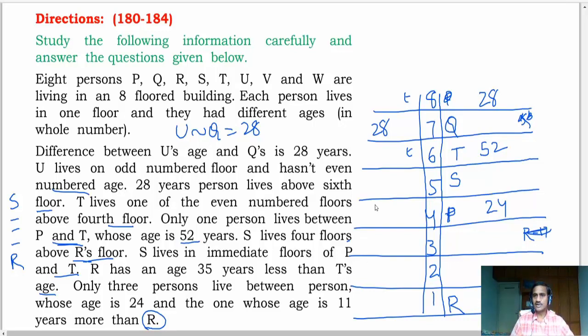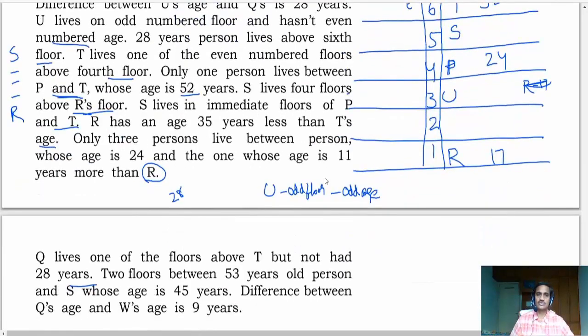U lives in an odd number floor అన్నాడు. U lives in an odd number floor అంటే 1 లేదు, 5 లేదు, 7 లేదు. Hence U must be on the 3rd floor. And his age is also odd number అన్నాడు. ఇక్కడ మనం తీసుకుందాం. U odd number floor and his age is odd.